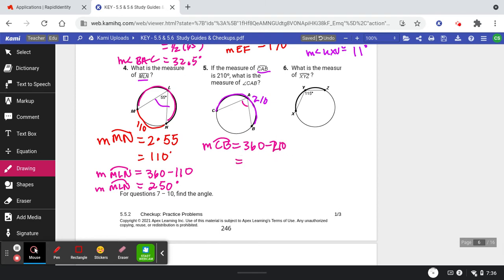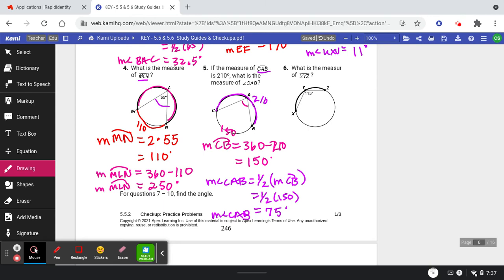360 minus 210, which, take a second to subtract that, I think is 150. So now we know this is 150, so now we can work backwards and get the measure of the angle. CAB is half of the measure of that intercepted arc. So it's half of that 150 that we just found, or 75 degrees.